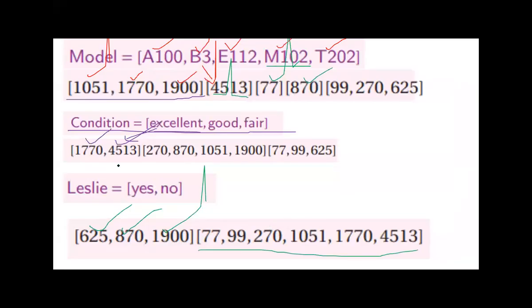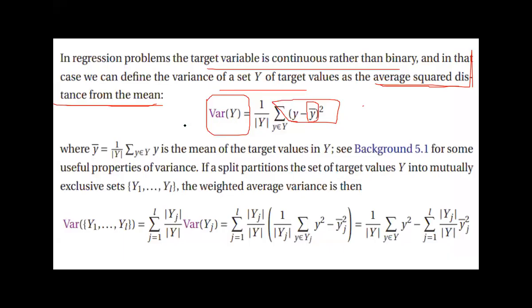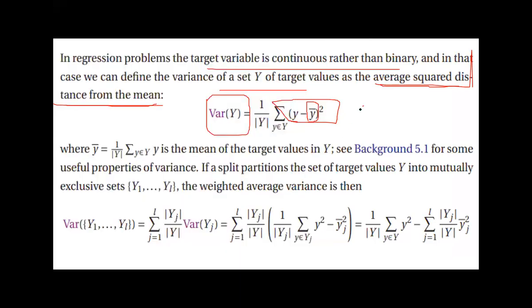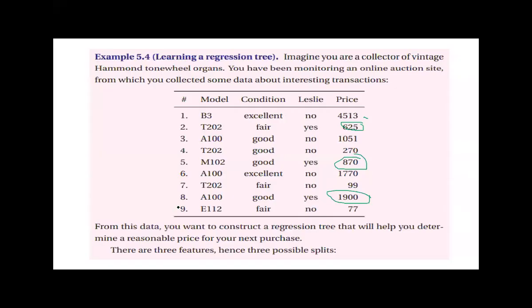This is how we have taken all the features into consideration, and then we have written the allowable target values. Now we have to calculate the variance of y. What do you mean by variance of y? For example, let us talk about variance of model.